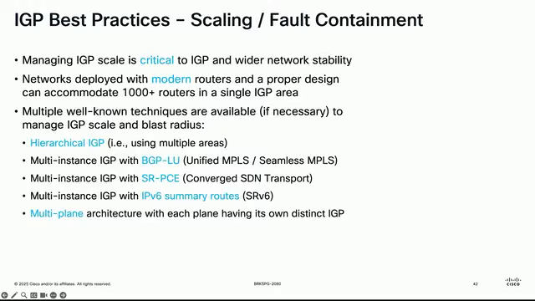The use of hierarchical IGP with multiple areas, or the use of multiple IGP instances, and using either BGP-LU, SR-PCE, or IPv6 summary routes to provide connectivity between PE loopbacks in different domains. Or, alternatively, a multi-plane architecture with each plane having its own IGP, right? So these are all options to reduce the blast radius of an IGP.